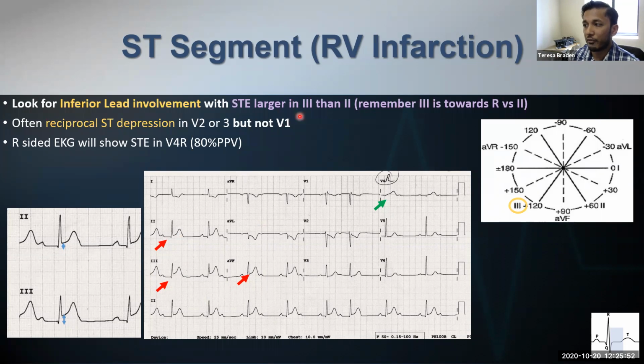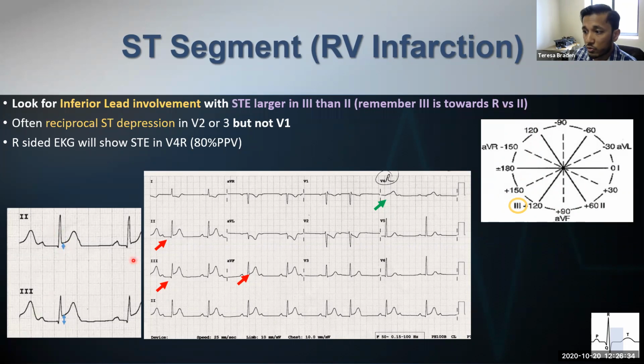One of the clues that I found helpful is when you're looking at 2, 3, aVF, which we know is inferior involvement, and we see that the ST segment is elevated more in 3 than it is in 2, because remember, lead 3 is more towards the right than lead 2 is in our Einthoven's triangle. Then this is potentially more suggestive of a right ventricular infarct, because the electrical activity should be going down in this direction. But if it's going more towards lead 3, that means the electrical activity got pushed over and there's some infarct going on here.